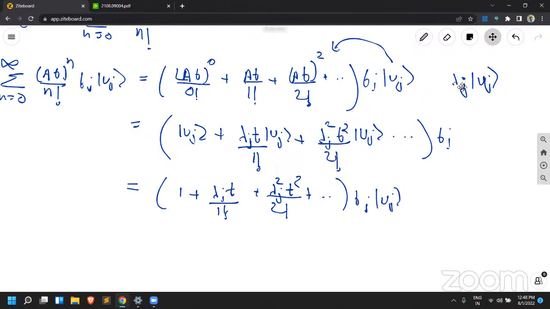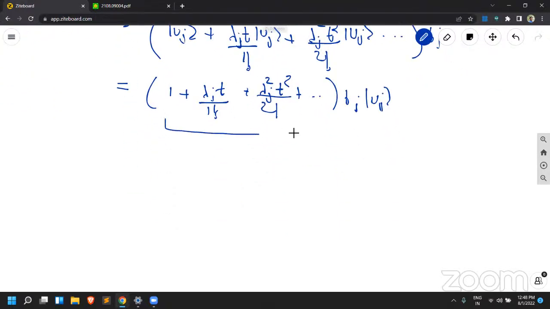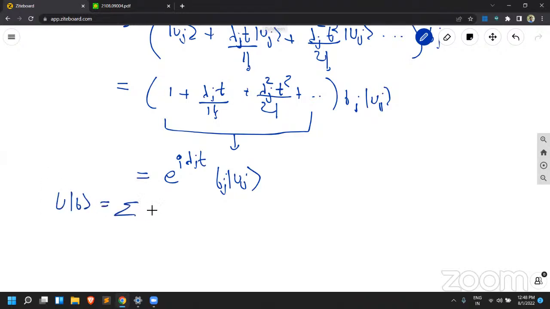So this thing over here is also the Taylor series expansion of e to the power iota theta. So now we can just write it as e to the power iota lambda j t times bj uj. So basically what you get is applying U on b will give us the summation of e to the power iota lambda j t bj uj, this particular state.